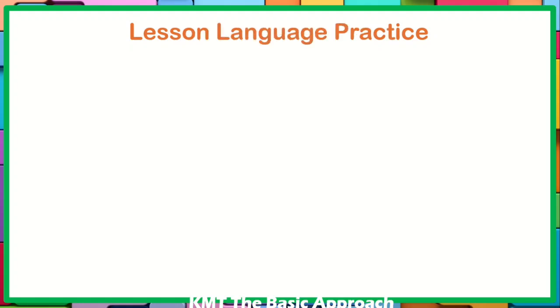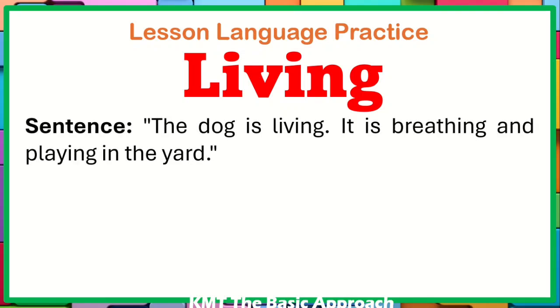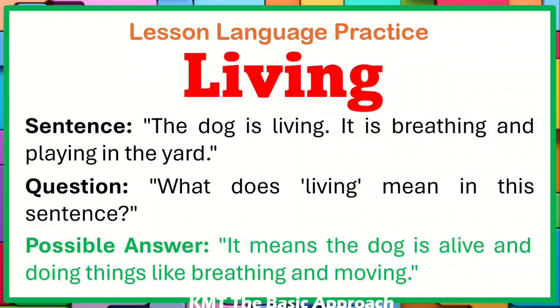Lesson language practice. Living. Sentence. The dog is living. It is breathing and playing in the yard. Question. What does living mean in this sentence? Possible answer. It means the dog is alive and doing things like breathing and moving.